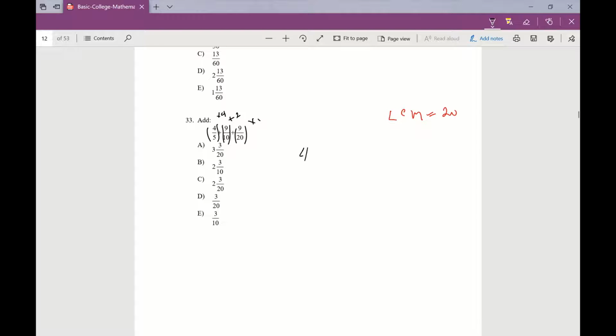So 4 times 4 will give me 16. 16 over 20 plus 9 times 2 is 18 over 20 plus the third fraction of 9 over 20. 16 plus 18 is 34. 34 plus 9 gives me 43. So the answer should be 2 and 3 over 20. C.